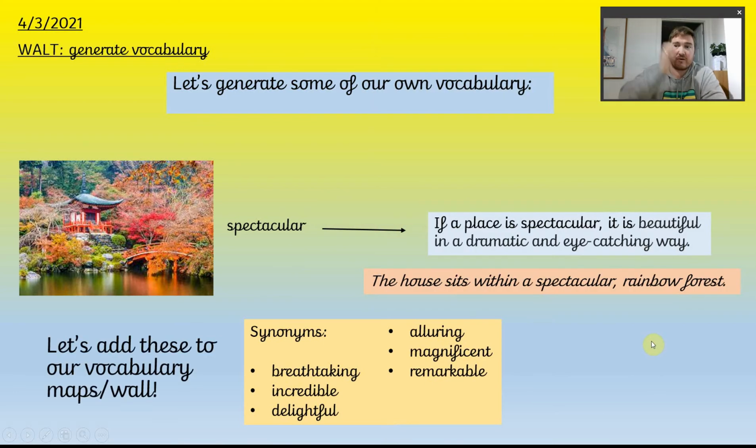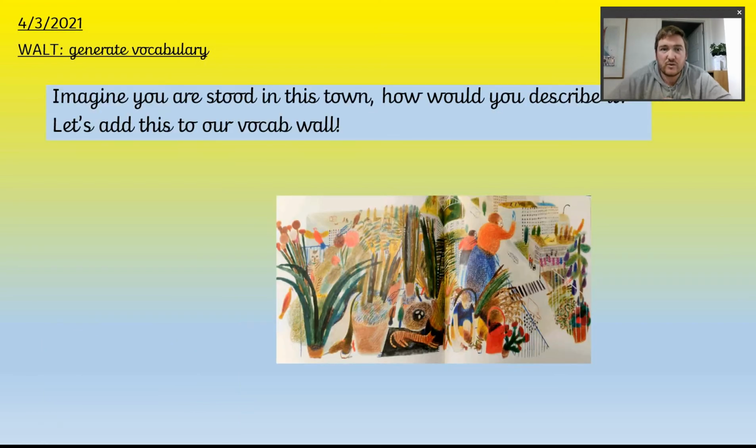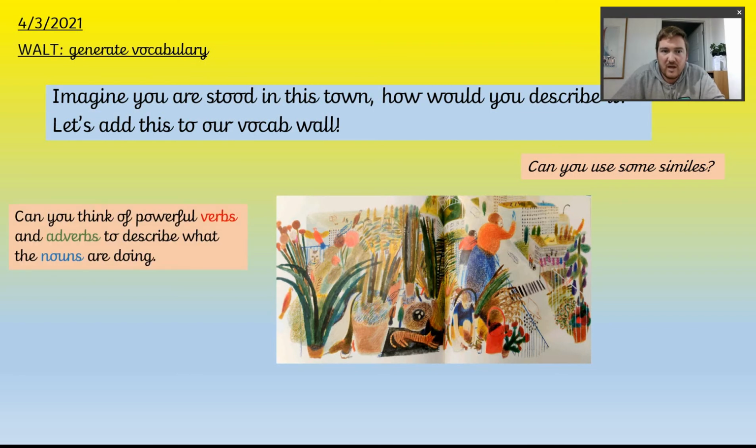So we've started to build our vocabulary wall for this vivid, nice setting. Imagine you're stood in this town. How would you describe it? We're going to build our vocabulary wall today, and this is going to help us with writing tomorrow. Same as on Tuesday, can you think of any similes to help describe what this setting might look like? We need to use the same sort of approach of using powerful verbs and adverbs to describe what the nouns are doing within our setting.